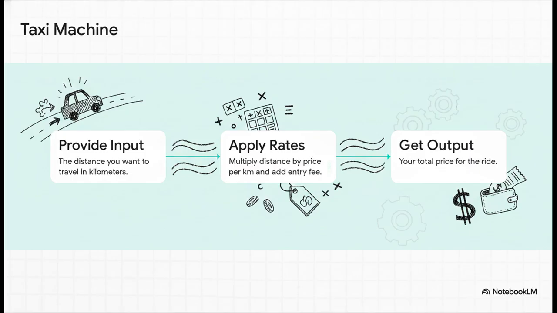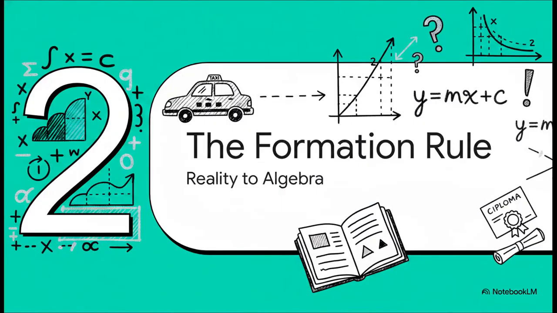What's genuinely fascinating here is how this perfectly frames math as just a simple machine. No complicated jargon required. Just think of it as inputs and outputs. You hand the machine an input, the distance you want to travel. The machine applies the rates, multiplying your distance by the price per kilometer and tacking on that entry fee. Finally, it spits out an output, your total price. Input goes in, output comes out. Simple as that. Moving right along to section 2, the formation rule.